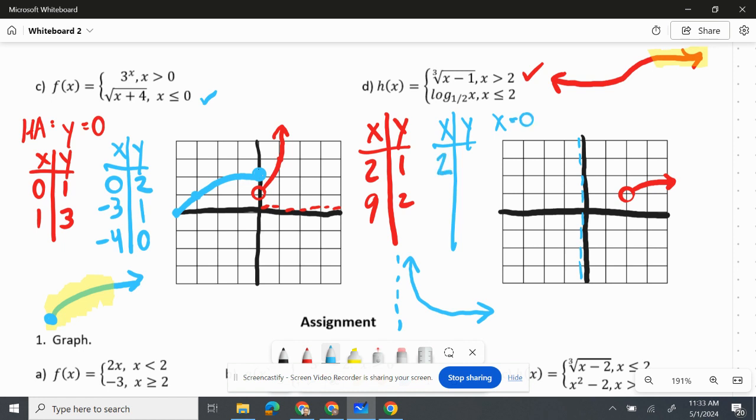And we start at 2, and log base 1/2 of 2, those are inverses, so it's going to give us -1. Then the next one that we want is a 1, and the log of 1 is always 0. So we have 2, -1, which is a closed circle. We have 1 and 0, and it's going to go up like this.